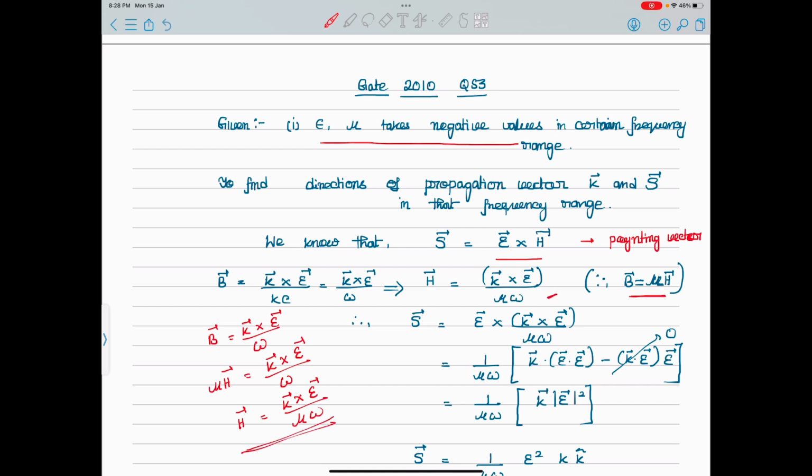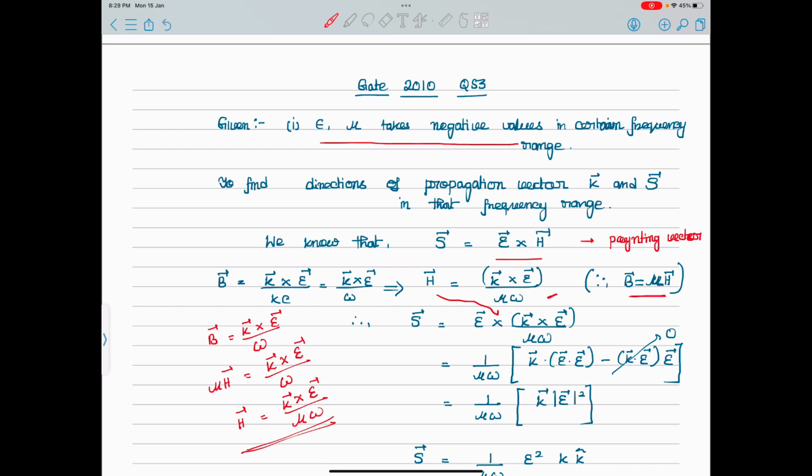Now S, as per the definition, is E cross H. We are putting this H over here, that is K cross E by mu omega. Now if we solve this triple product, 1 upon mu omega is a constant which I have taken out, and in the bracket we have the vector triple product E cross K cross E. All three are vectors. So the rule is K into E dot E minus K dot E into E. If you expand this vector triple product, it will come out like this.